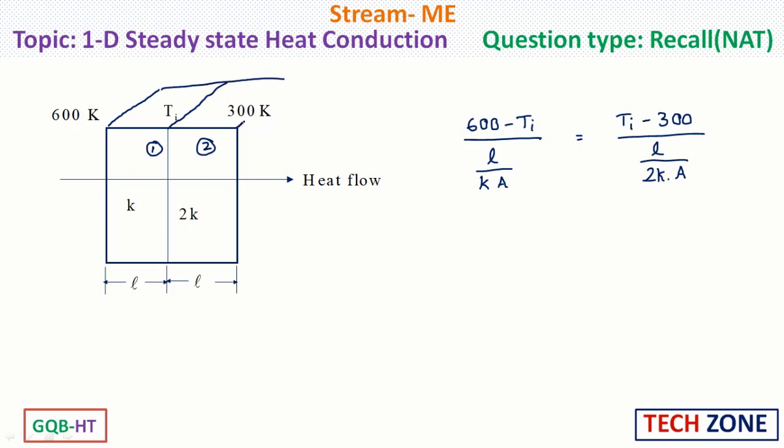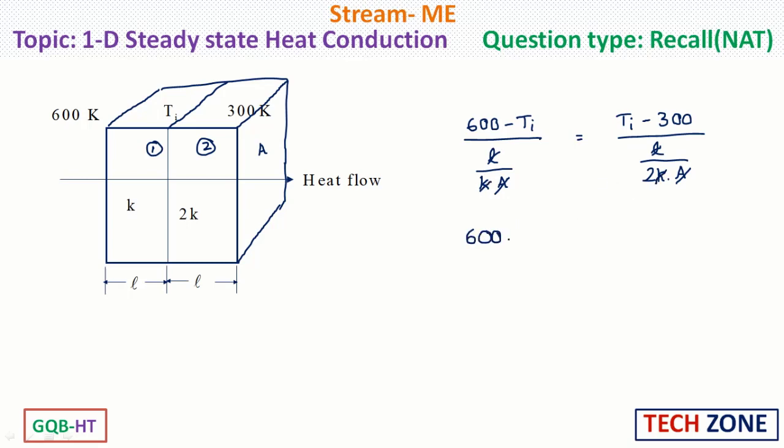So if I draw the three-dimensional view of this particular figure, you can understand that we need to consider this particular area. For both these walls, the area will be the same. That's why I have taken A like this. So area gets cancelled, L gets cancelled, K gets cancelled.